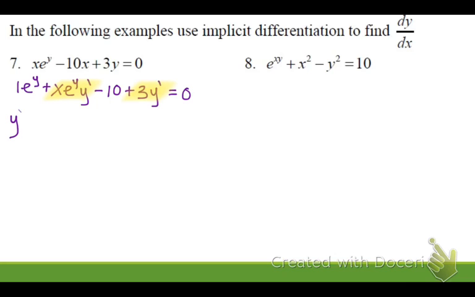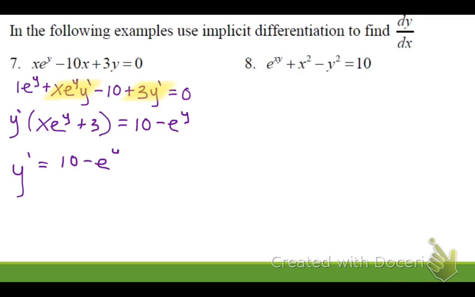And I'm going to factor out a y prime at the same time. So this is y prime times x e to the y plus 3 equals 10 minus e to the y. And then last but not least, you can divide by what's being multiplied to y prime. So y prime would equal 10 minus e to the y divided by x e to the y plus 3.